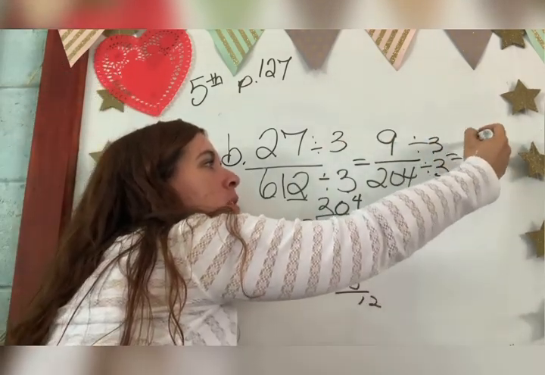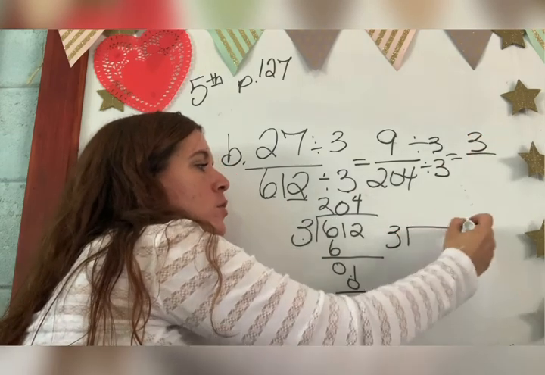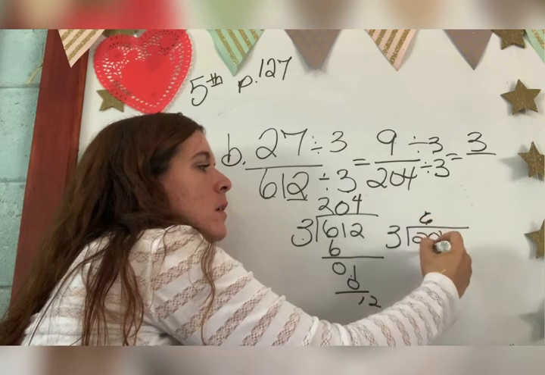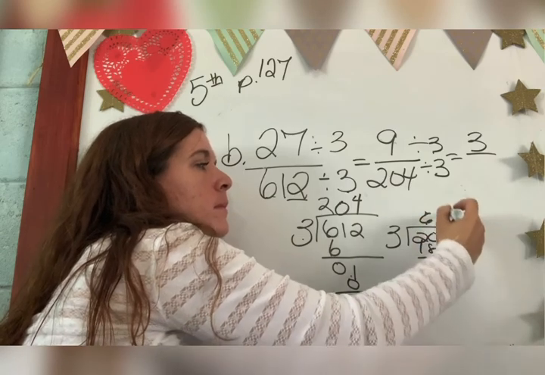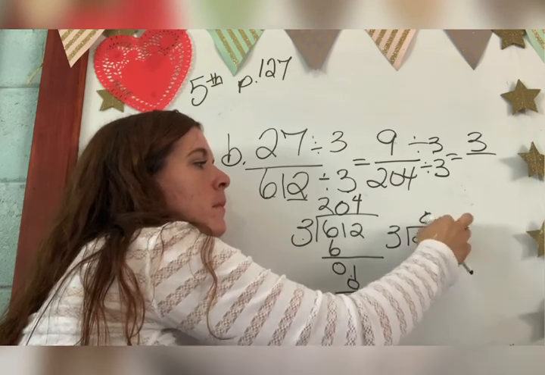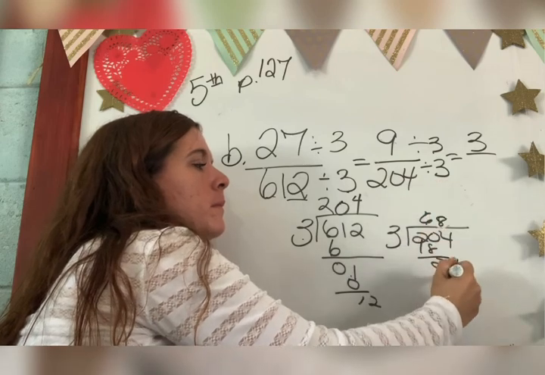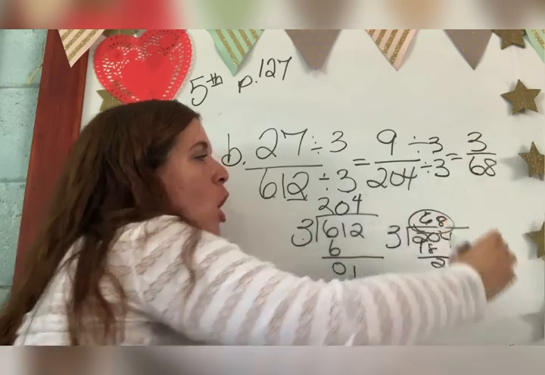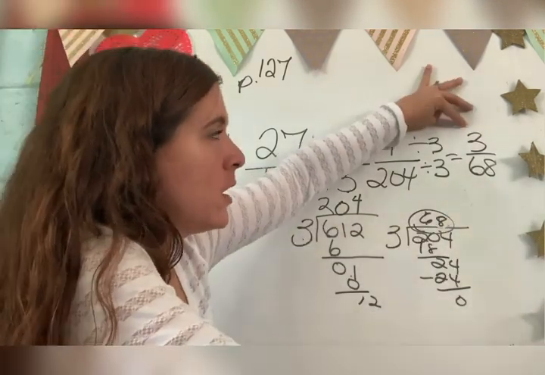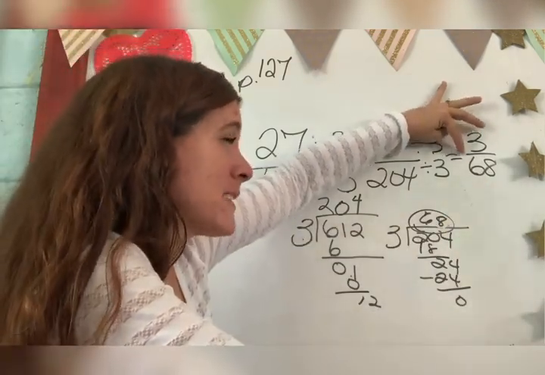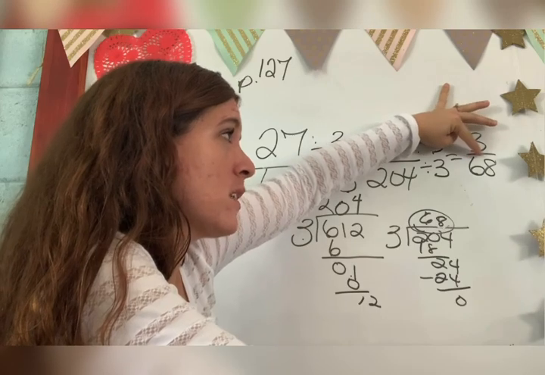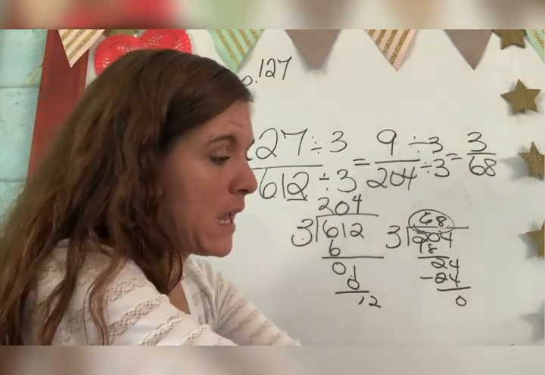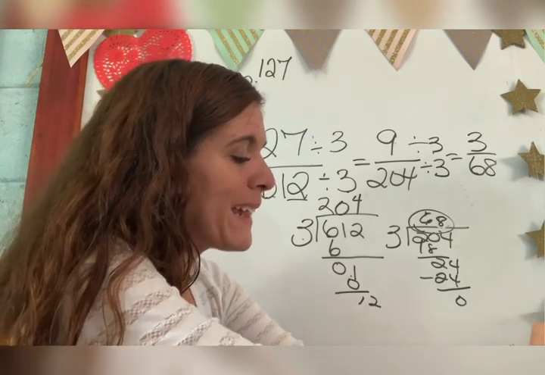9 divided by 3 is 3, and then 3 into 204 is 68. Okay, can we divide 3 by 3? Yes, but can we divide 68 by 3? 6 plus 8 is 14. 14 divided by 3 is impossible, so that's our answer: 3 over 68.